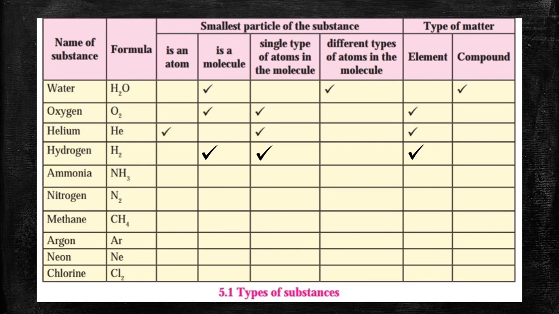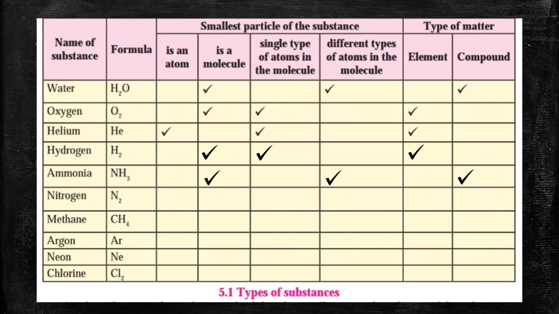Now the next one, ammonia, NH3. Is it an atom? No. Is it a molecule? Yes. Single type of atom in the molecule? Back to the formula, NH3. No, it is not single type. Different types of atoms in the molecule? Yes. Is it an element or a compound, students? It is a compound.